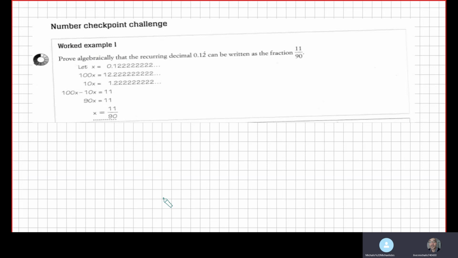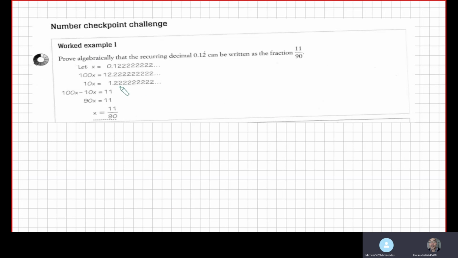This question is converting a recurring decimal into a fraction. We see the method of how to change a recurring decimal into a fraction. Now, they prove algebraically that the recurring decimal 0.12 dot can be written as the fraction 11 over 90.